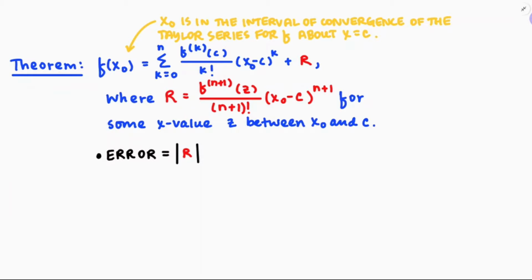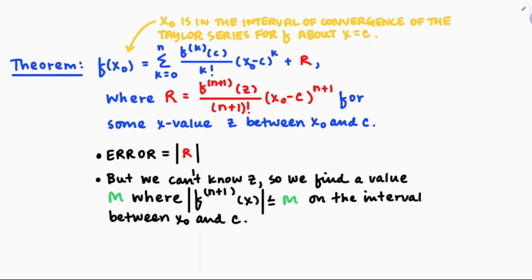And you can see it in the formula. Either that next derivative could be negative at the magic spot, or maybe x0 is to the left of c and n was even, so that could be a negative number. So we're going to say that the actual error is going to be the absolute value of that r, that remainder. But we can't know z because, like I said before, that would preclude the purpose of having a Taylor series if we already knew the value of the function at the point.